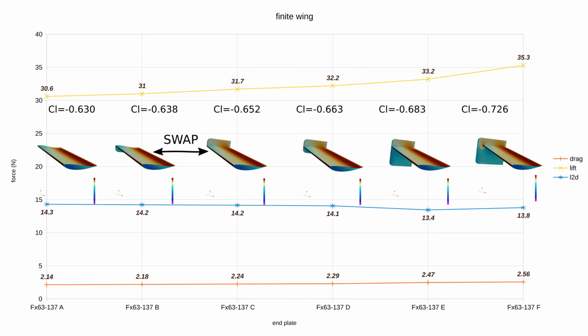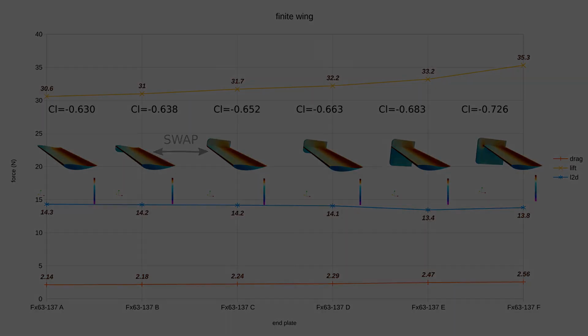The infinite FX63137 had a mentioned CL of negative 0.935, and the final endplate configuration had a CL of negative 0.726, a loss of 22%. However, there is a 15% gain in the addition of the endplate compared to without.